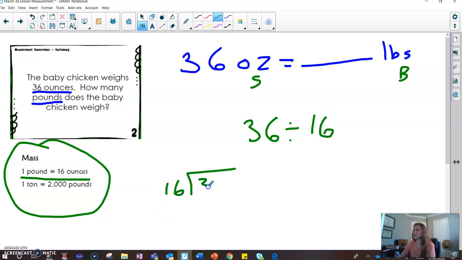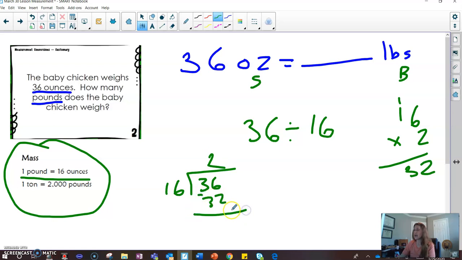All right. So 16 can go into 36. I know it can go in at least 2 times because 16 times 2, 2 times 6 is 12. 2 times 1 is 2 plus 1 is 3. And I know it can't go in any more than that because 32 is only 4 away from 36. So I'm going to put a 2 here. 32, subtract, and that equals 6 minus 2 is 4. So how do we write this then? 2 with a remainder of 4.